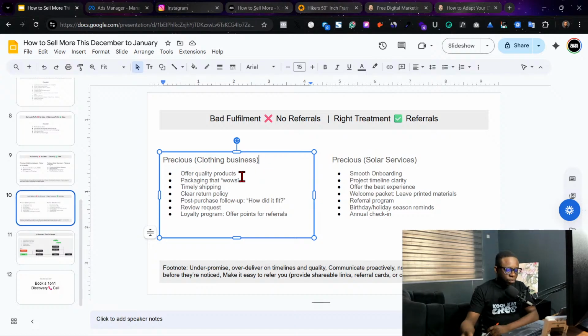Offer quality products. Your products should not have issues. Even if it has issues, try to find a way to make sure that the issues don't repeat themselves. Packaging. I can't even overstate it, even down to services. Packaging is key. Timely shipping. You say your shipping is in 2 weeks, let it be 2 weeks. Why do you think people rely on Jumia so much? It's because everything about them is timely. Even if it goes past a day, it's not far. You get, and people are saying, oh, my goods are here, my goods are here. They're tracking it properly. Clear return policy.